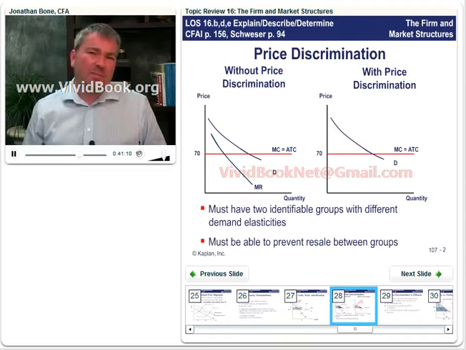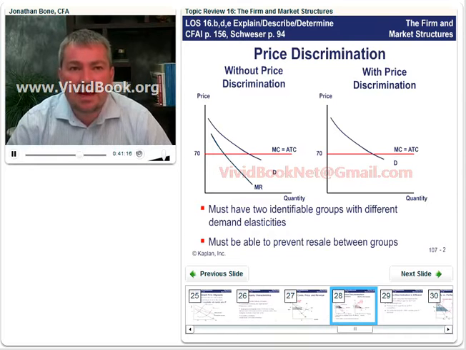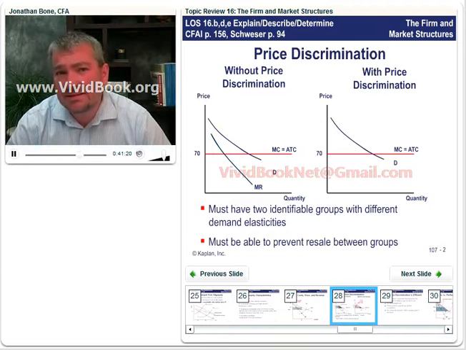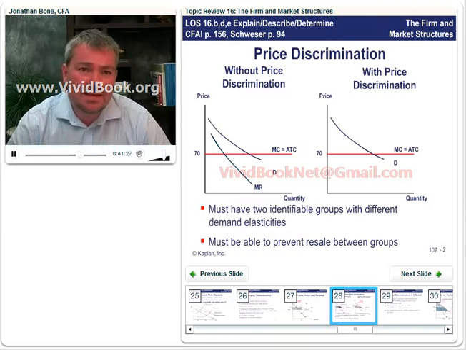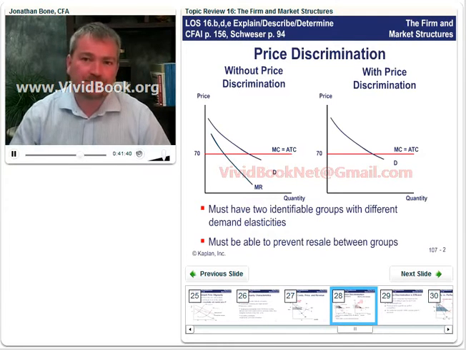Then let's talk about price discrimination. Now let's talk about what it is first of all. Price discrimination means selling your goods, identical goods, at different prices to different customers. In other words, what we're going to try and do is divide the marketplace up into customers with different demand elasticities. To the customers that are relatively inelastic in their demand, we're going to charge a higher price, and to customers that are more elastic in their demand, we're going to charge a lower price.